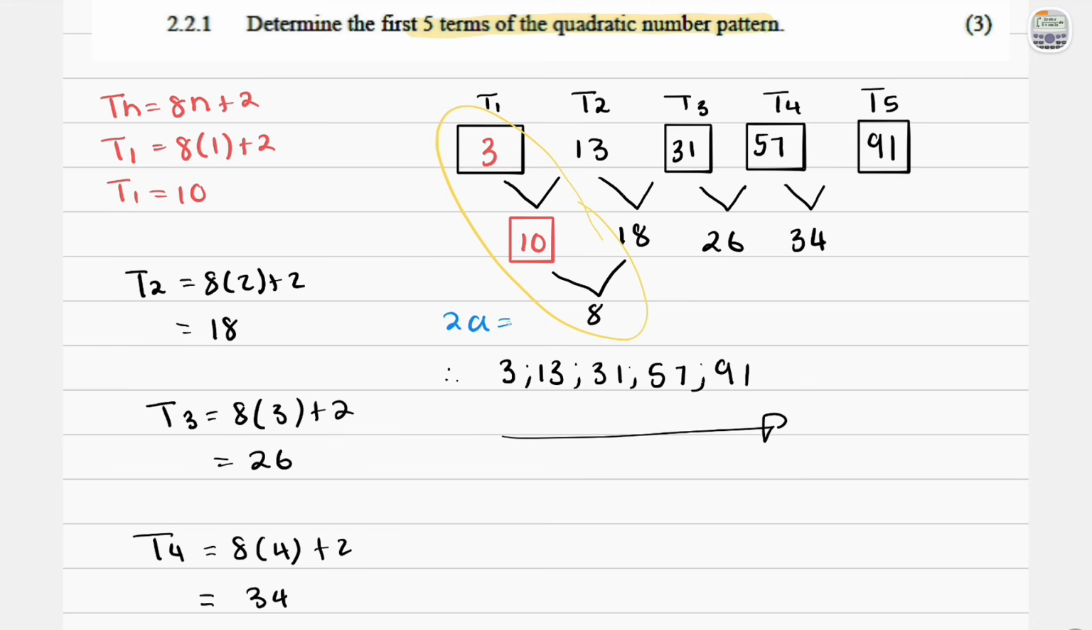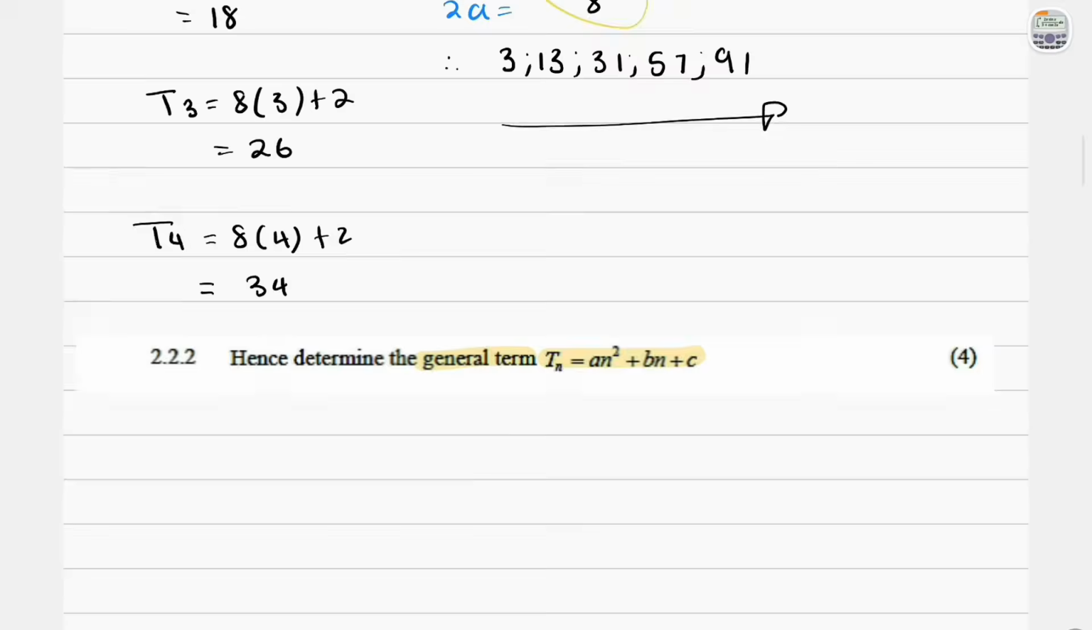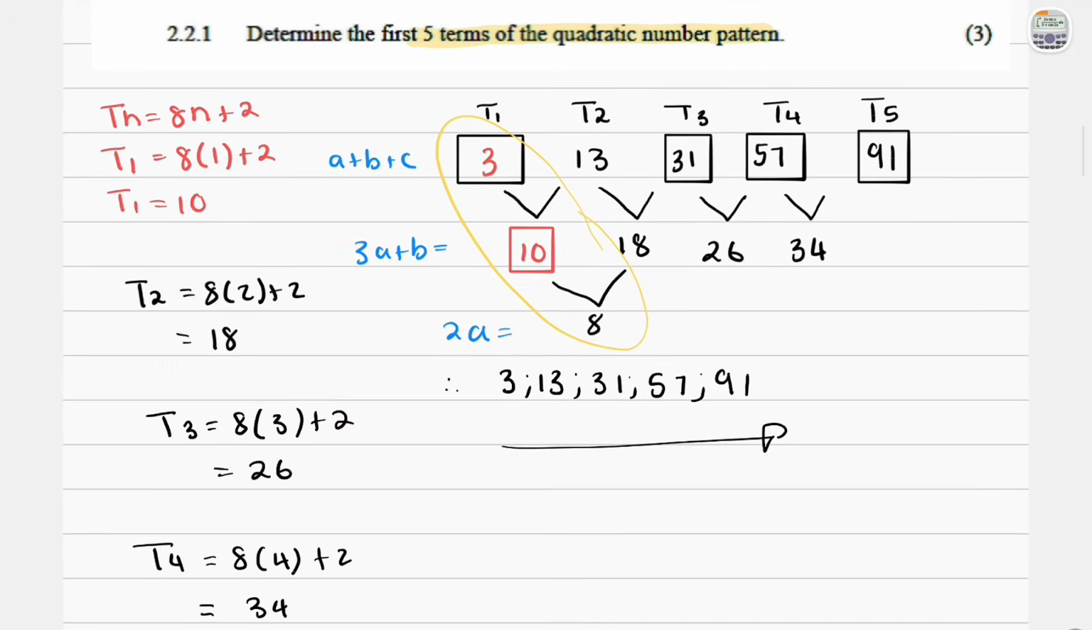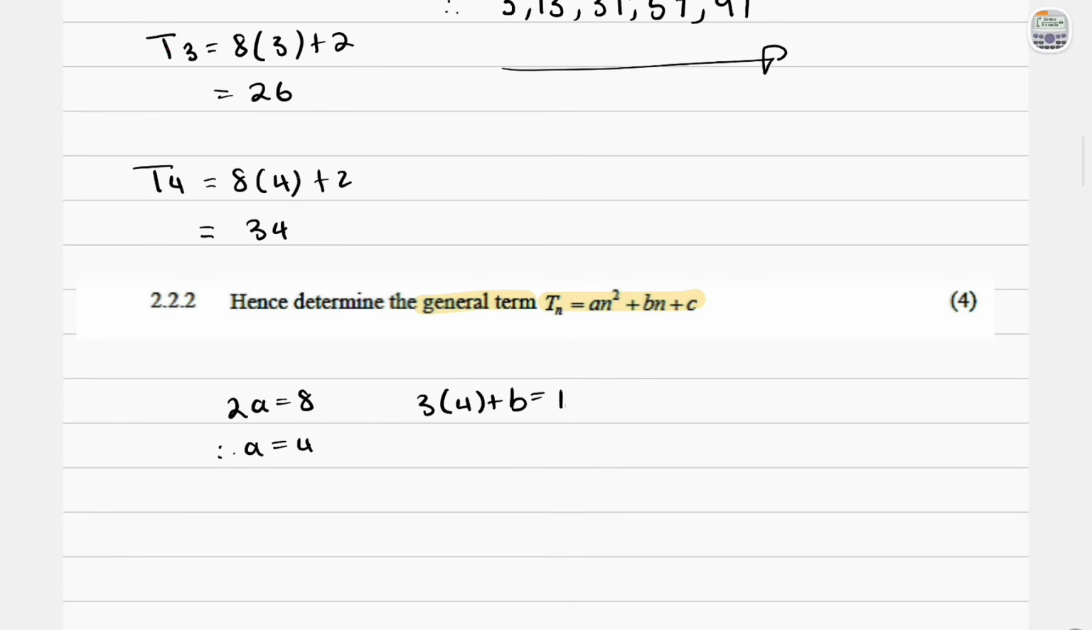So 2a is equal to 8, 3a plus b is equal to 10, and then a plus b plus c is equal to 3. So we'll say 2a is equal to 8, therefore a is equal to 4, and then 3a, which is 4, plus b is equal to 10. And then solve for b. b is equal to, you can just transpose this. This will become 12. So 10 minus 12 is negative 2.